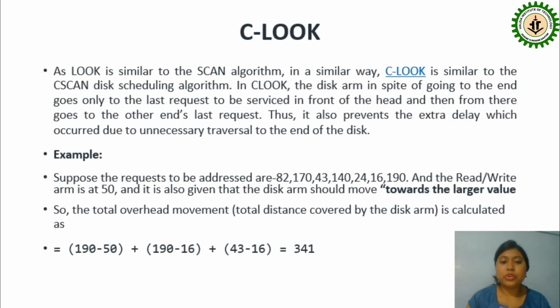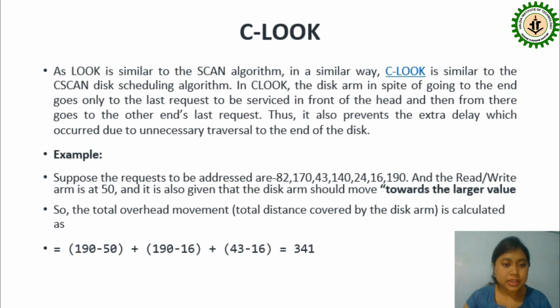Our last algorithm is C-LOOK. As LOOK is similar to the scan algorithm, in a similar way C-LOOK is similar to the C-scan scheduling algorithm. In C-LOOK, the disk arm, in spite of going to the end, goes only to the last request to be serviced in front of the head, and then from there goes to the other end's last request. Thus, it also prevents the extra delay which occurred due to unnecessary traversal to the end of the disk.